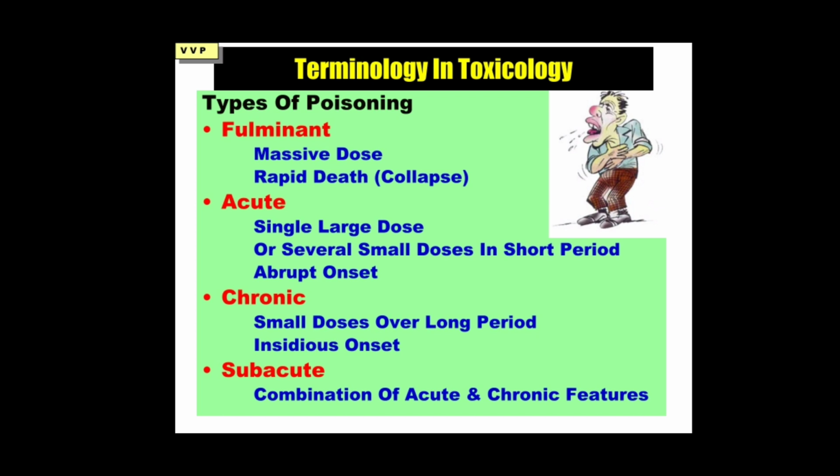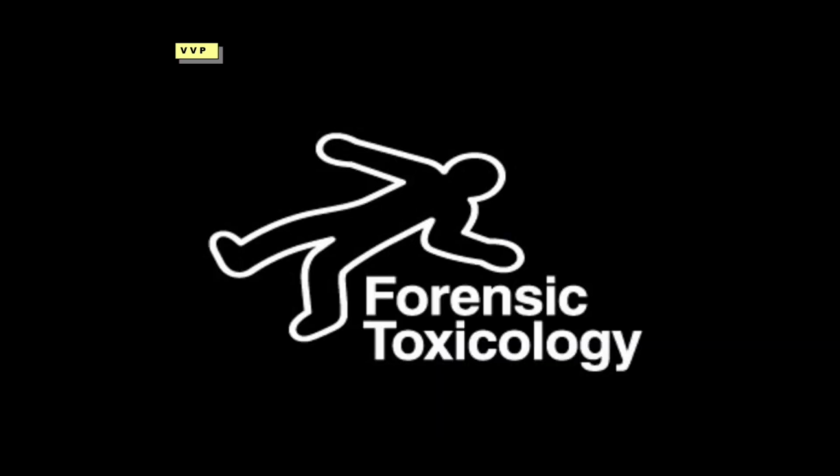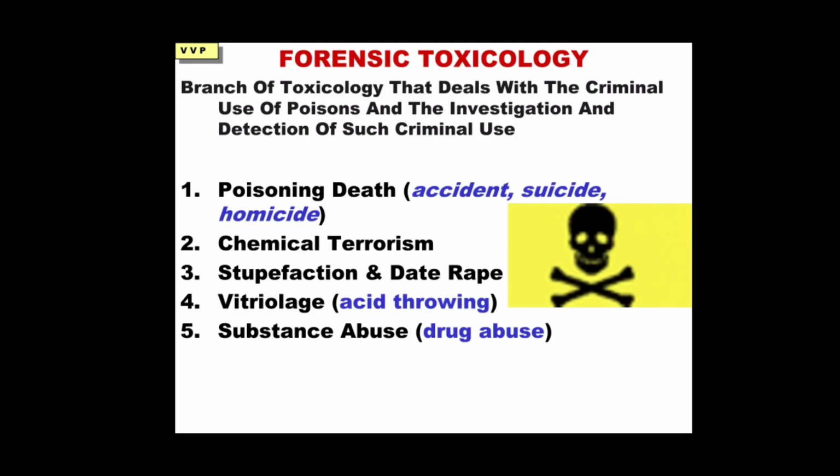So I thought we'll deal with that first before we move on to the topic for this episode, and that is in forensic toxicology, we are dealing with one particular aspect, that is homicidal poisoning. Now, if you look at this slide, forensic toxicology is a branch of toxicology that deals with the criminal use of poisons and the investigation and detection of such criminal use.